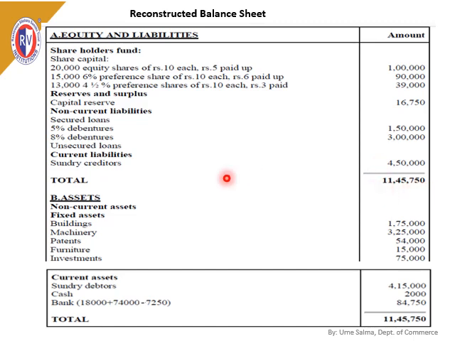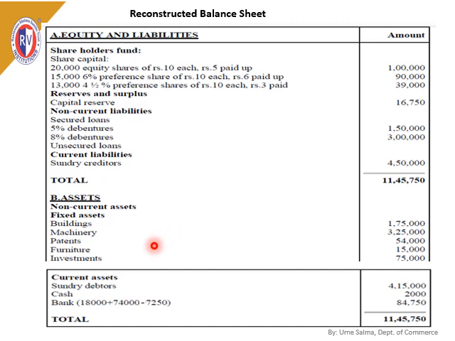Now on the asset side, fixed assets like building, we can see in the balance sheet, and the same figure we are taking and showing here in the amount column, 1,75,000, as there was no adjustment and rearrangement done towards this asset. And the machinery, 3,25,000, is shown over there. Patents 54,000. These are all the figures we extracted from the balance sheet.